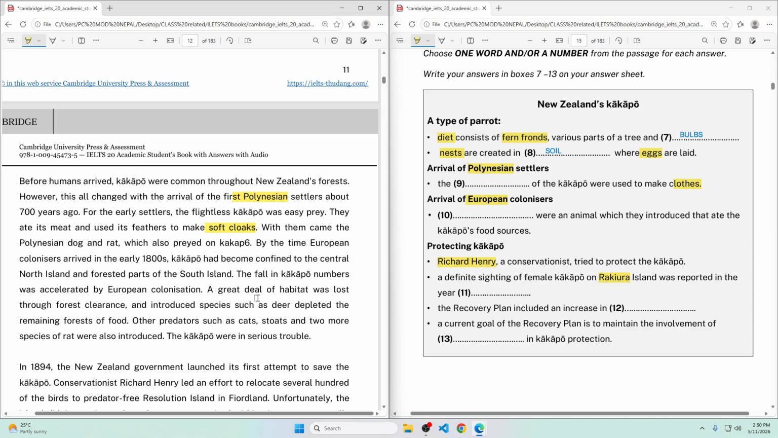Cloaks basically means, you know how superheroes have a huge piece of cloth hanging behind their shoulder? That's basically cloaks, but it was a lot simpler. It was used, I think, as blankets in the past. So blankets are clothes. The blank of Kakapo. So what of Kakapo is used to make clothes? Used its feathers to make soft cloaks or to make clothes, which means our answer for question number 9 is feathers.